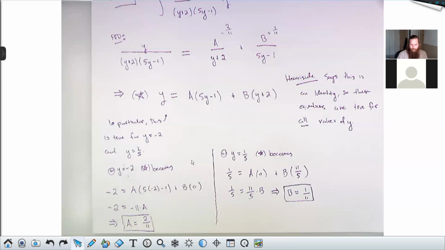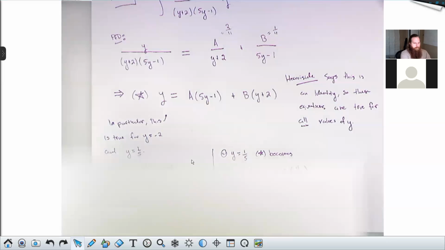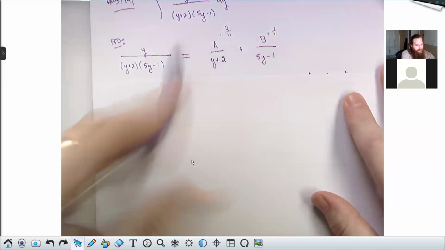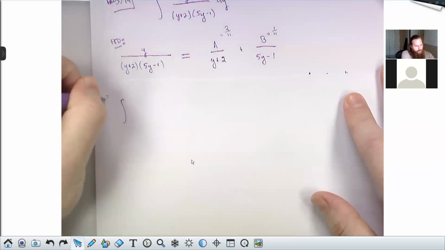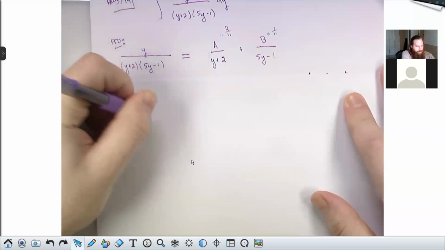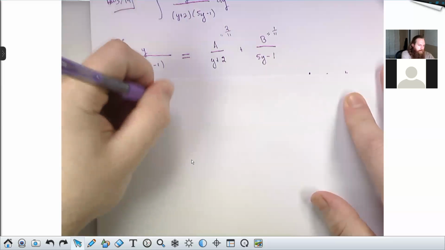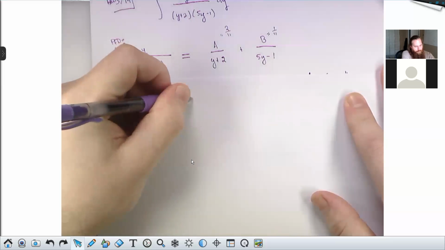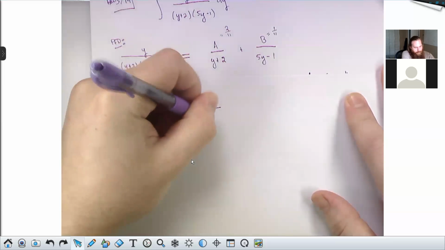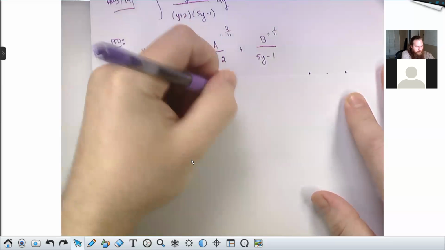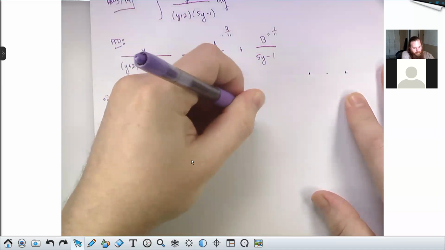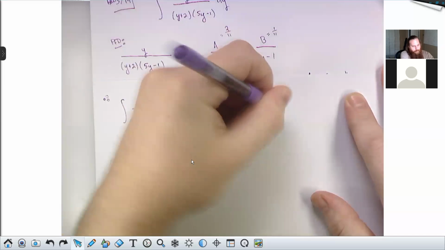So I'm going to bring my paper up here so we can finish the problem. Since I have these now, I can say, okay, therefore, the integral of y over y plus 2 times 5y minus 1 dy is equal to the integral of 2 over 11 over y plus 2 plus 1 over 11 over 5y minus 1 dy.